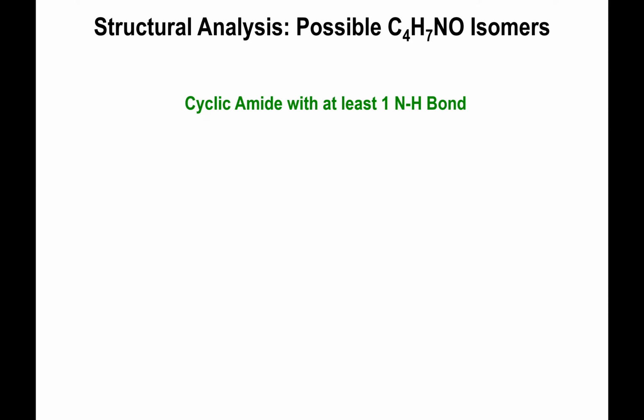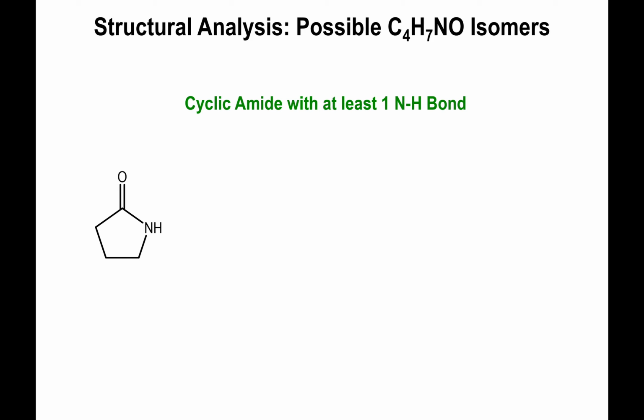All right, so we're going to have a cyclic amide with at least a nitrogen hydrogen bond present. Okay, so that's what we know from the IR spectrum. So it's time to look at a few possibilities. Now, here is where you kind of have to be a little bit flexible, because sometimes the best approach may be to just go directly to the NMR and then gather more data from there.